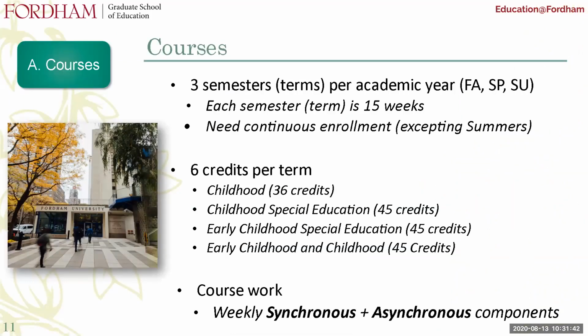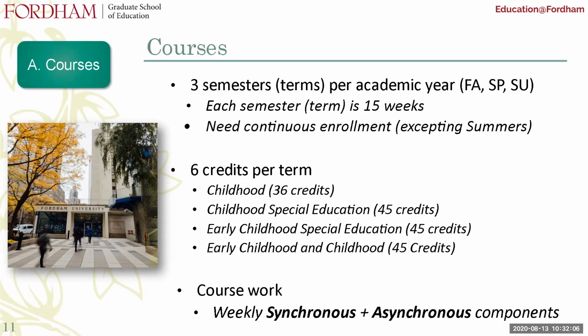Courses. There are 3 semesters or terms per academic year: fall, spring, and summer. Each semester or term is 15 weeks. Students need continuous enrollment, except for the summers. You do not need to register for classes in the summer semesters.